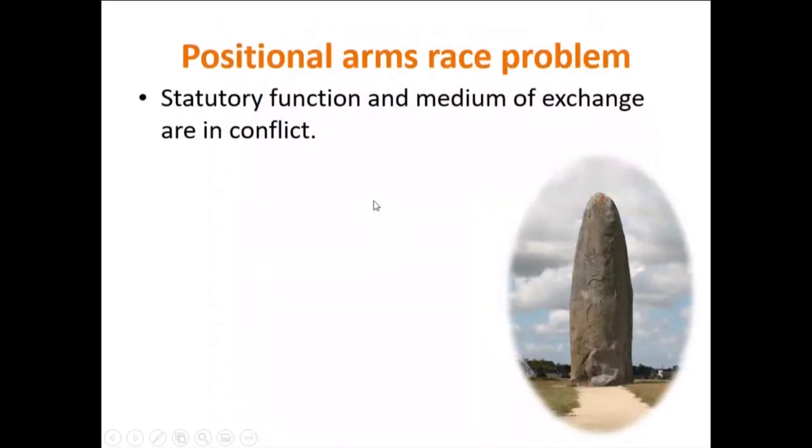Let's talk about the positional arms race problem again. Some of the functions of money are contradictory. The statutory function and the medium of exchange function are in this controversy. They go against each other. So the statutory function is like the virtual penis.